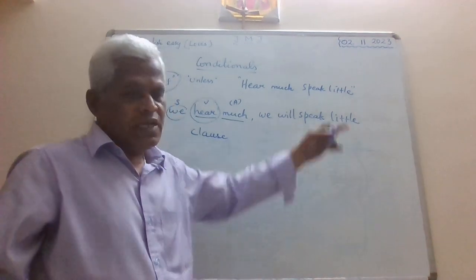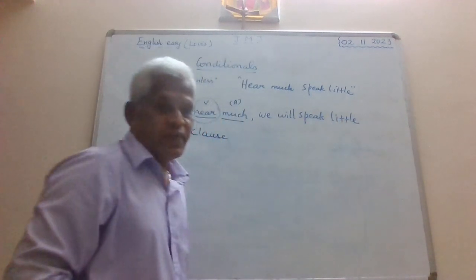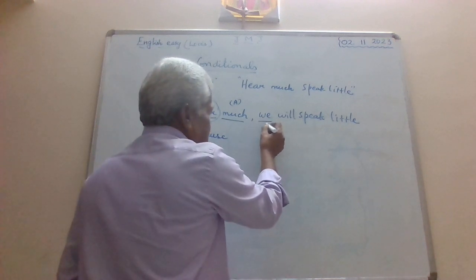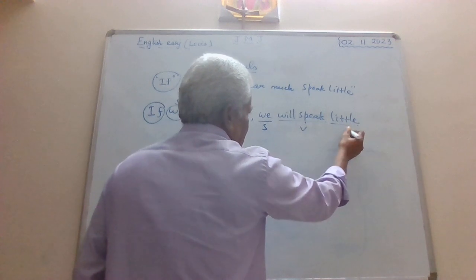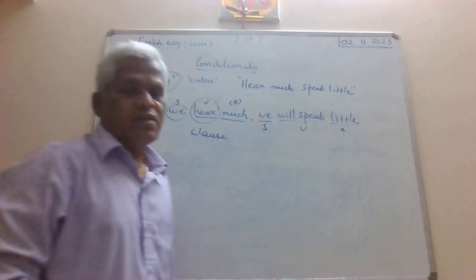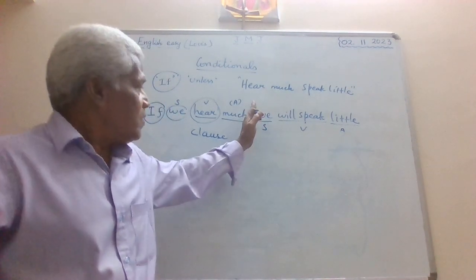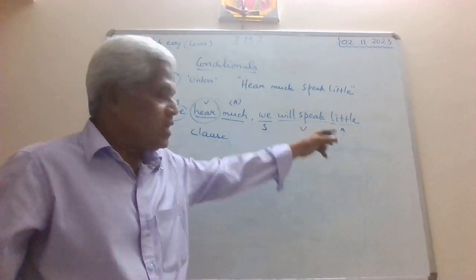We will speak little. Again you have a group of words. We is your subject, will speak is your verb, and little is your object or adjunct, you can have that. Now forget about this sentence, read only this one. We will speak little.